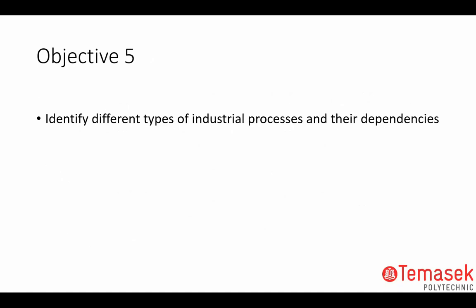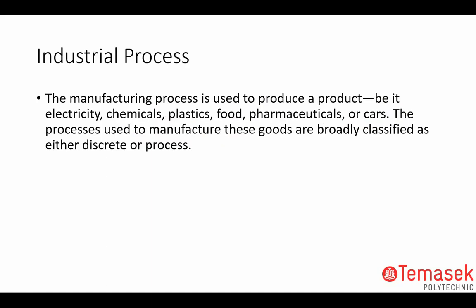Okay, we come to objective 5. We are going to look at different types of industrial processes and their dependencies. Next we're going to look into industrial processes. Industrial processes broadly can be classified into two different kinds. First is discrete, the second is process. Whatever it is, it is a manufacturing process that is involved.